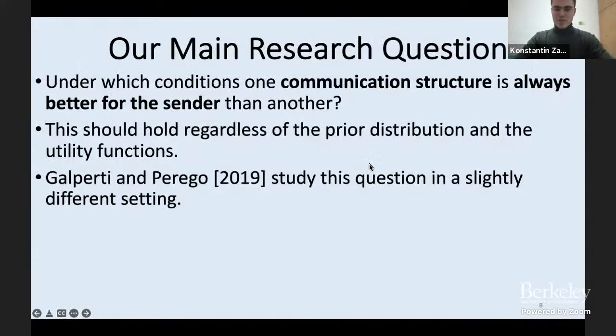Our main research question in this paper is as follows. When is one communication structure better for the sender than another, in the robust sense, where robustness means that the sender's preferences should hold regardless both of the utilities of the sender and the receivers, and also regardless of the prior distribution? A previous work of Galperti and Perego studies an analogous question in a slightly different setting.